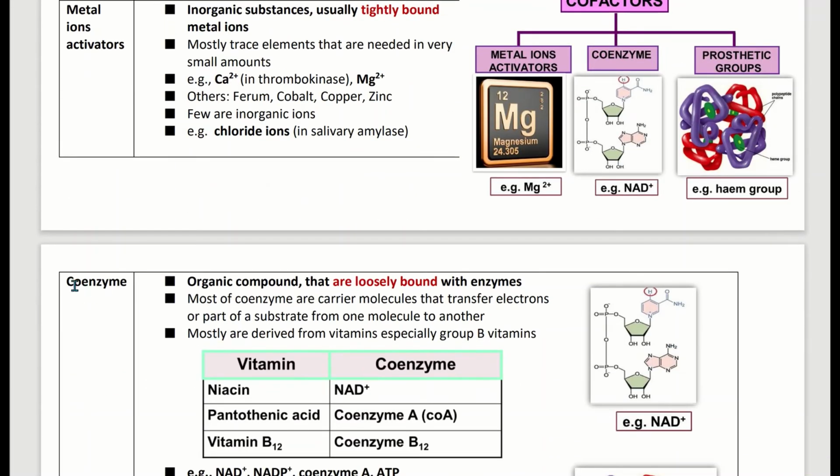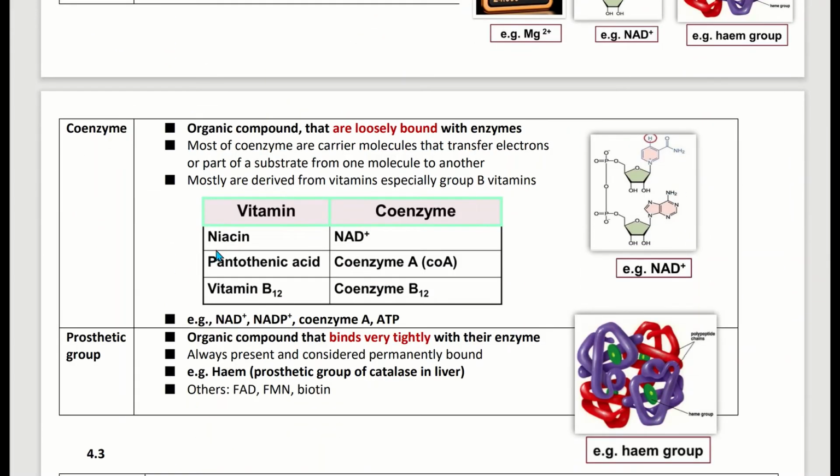Okay, so kalau kita tengok coenzyme, kat sini saya dah highlight dah. Kalau coenzyme loosely bound, so dia tak melekat kuat-kuat dekat enzyme tu, dia loosely bound. Okay, so most coenzyme are carrier molecules. Dia transfer elektron. Okay, macam NAD+ ni lah. Ataupun dia part of a substrate, dia akan transfer elektron ataupun transfer part of substrate from one molecule to another. Okay, so contoh-contoh coenzyme adalah NAD+.